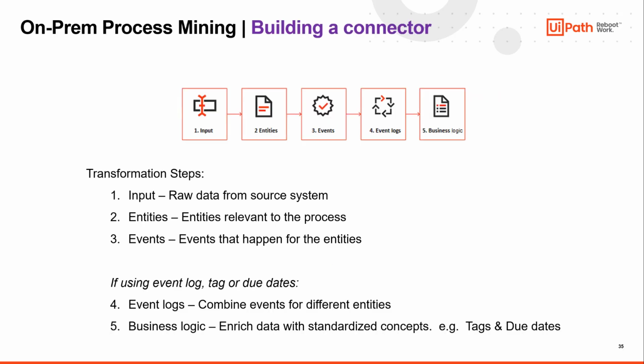There are a few steps to the transformation process. First, define the input, the raw data from the source system. Second, define the entities relevant to the process. And finally, define the events that happen for those entities. If you're using event log, tag, or due dates, you can also define your event logs in which we combine events for different entities and define business logic, which helps us enrich data with standardized concepts. For example, tags and due dates.